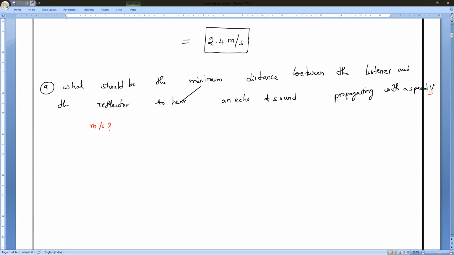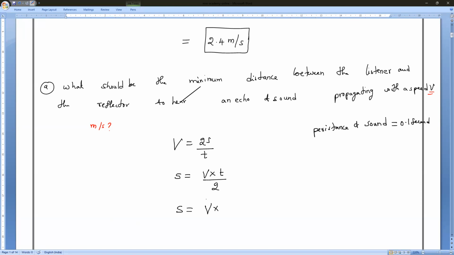So it is an echo. Echo means what is the formula? Wave speed v equals 2s by t. Now they are asking for s. So s is equal to v into t divided by 2. So s is equal to v only. The time we all know. What is the minimum time? Persistence time, persistence of sound.